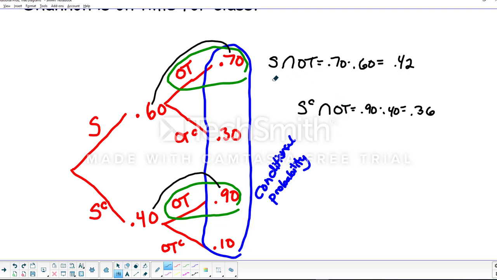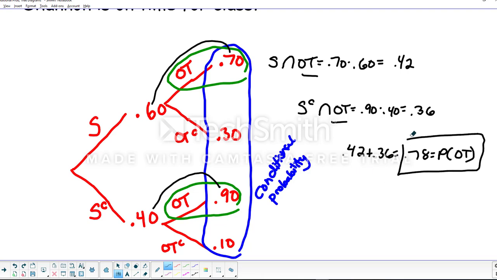And if you take a look, there are no other outcomes in which we have Shannon being on time. These are the only two ways that we can have it. And these are mutually exclusive events. They can't happen simultaneously. So that means we can add the two probabilities together, and that gives us our total probability that Shannon is on time. And we have now answered our question.